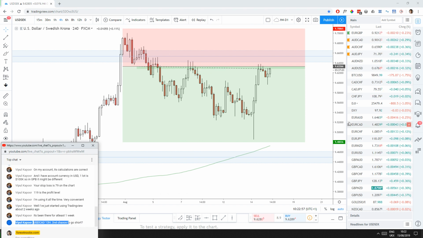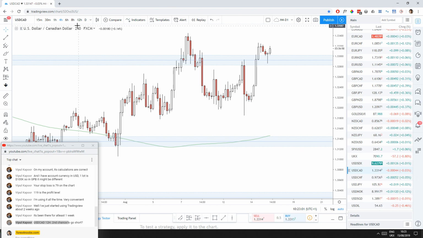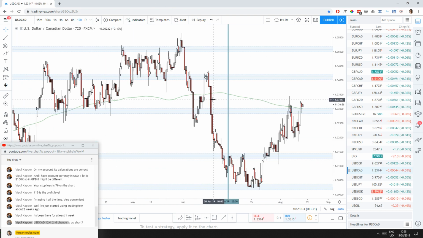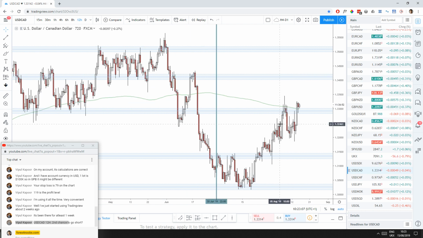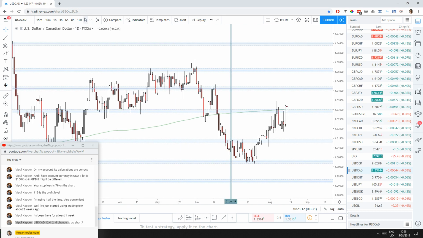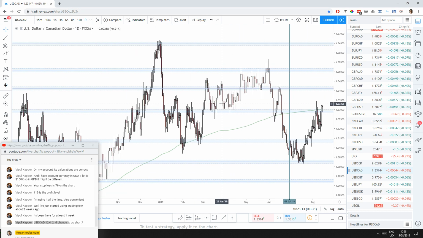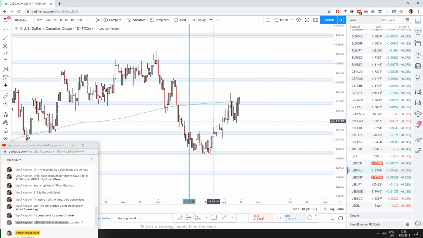Oh no, Ripple has something for us. USDCAD, did I miss anything? 12-hour short. I don't see it, man. Yeah, I don't see it. The trend is unclear, for starters. Trend is unclear.